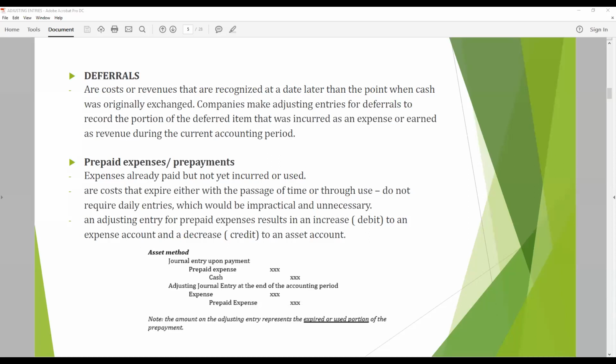Okay, so clear ba sa inyo yung asset method? Asset method, basically, di ba pag nag-record kayo, nagbayad kayo ng 1 year worth of insurance, you just debited prepaid insurance. Prepaid insurance is an asset account. So you use asset method when you debited this account. If expense method naman, you debited insurance expense directly instead of prepaid insurance. Insurance expense is an expense account. So, yan.